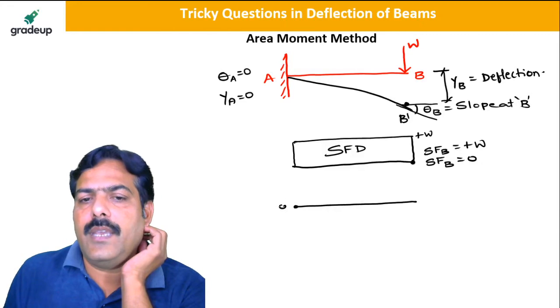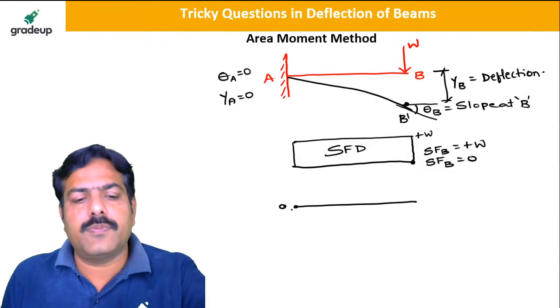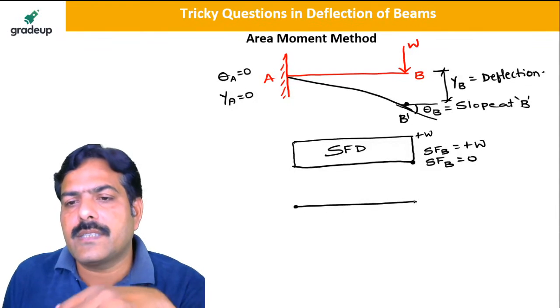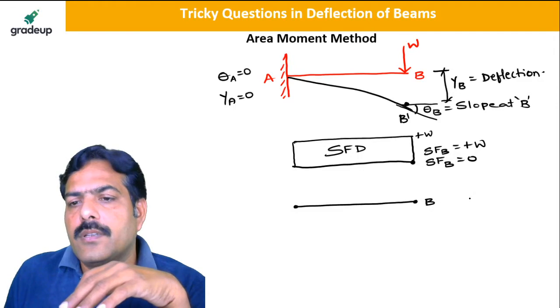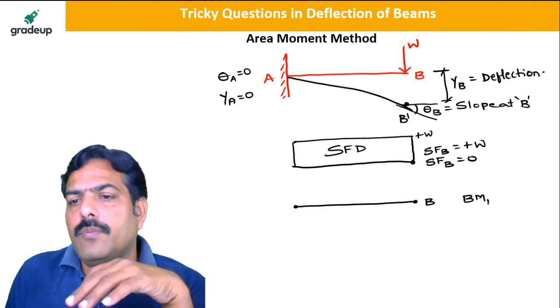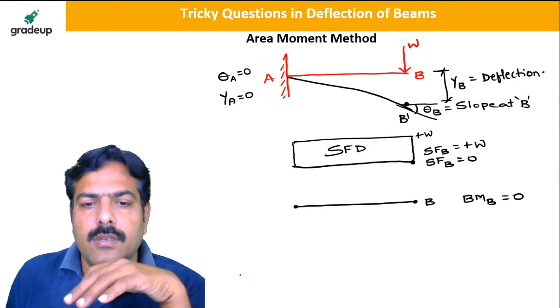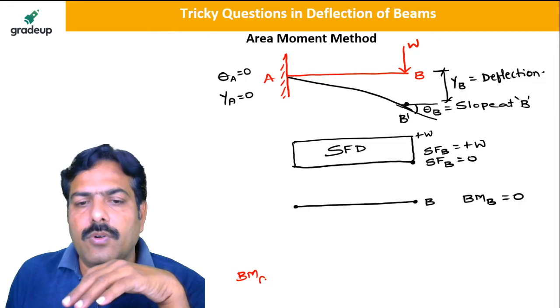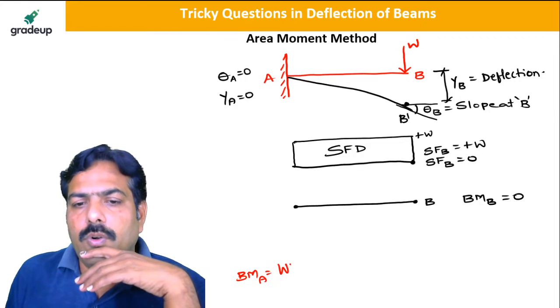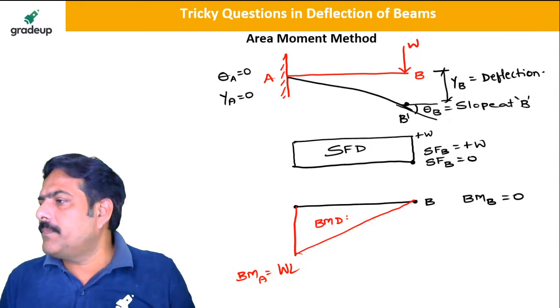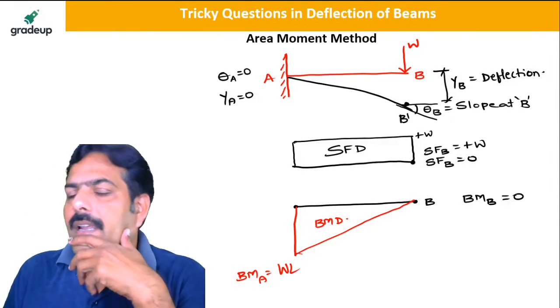Now when I draw the BMD, this is called the bending moment diagram. This point is A, where the bending moment is maximum, and this point is B. So the bending moment at B is equal to 0, but the bending moment at A is equal to W into L. So from here it will come to WL, and this is the bending moment diagram. Is it clear now? This bending moment diagram is a triangle.